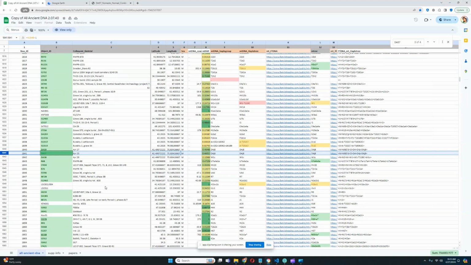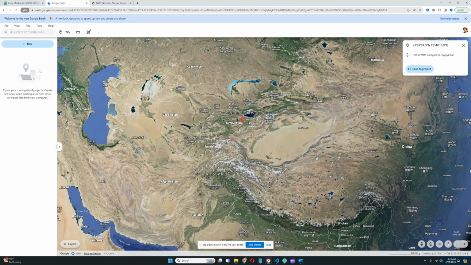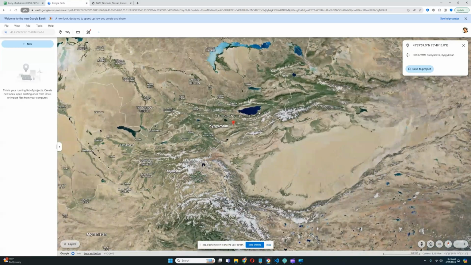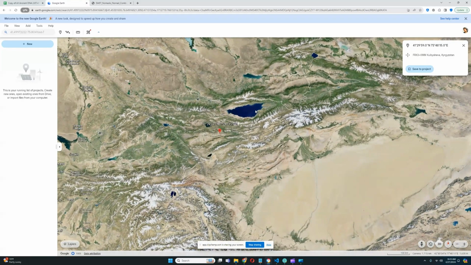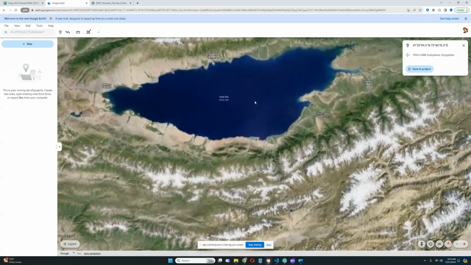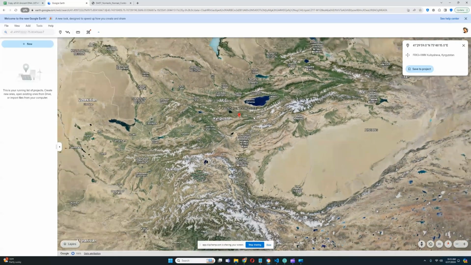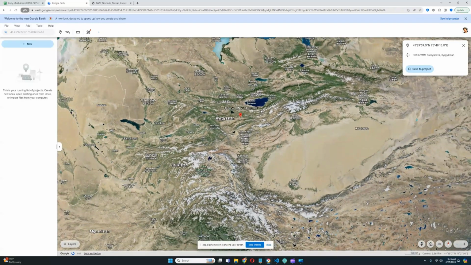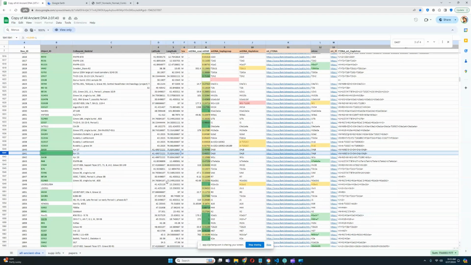This is the DNA results of a Saka individual from Kyrgyzstan. This is where this individual is from, right here in the Tian Shan Mountains. I think the lake to the top right, to the northeast of this location, is Issyk Kul. Yes, this is Issyk Kul Lake in Kyrgyzstan. I've never been there in real life, but I've seen pictures of this lake online. It's really beautiful.